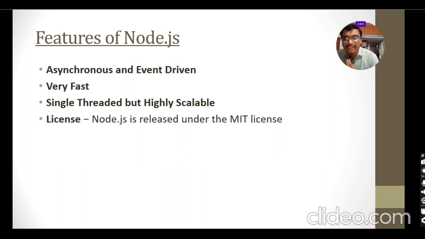That means it is not going to wait for the completion of a particular task. It is going to take the next request and forward that request to your CPU. It is single threaded but highly scalable. And Node.js is released under the MIT license.